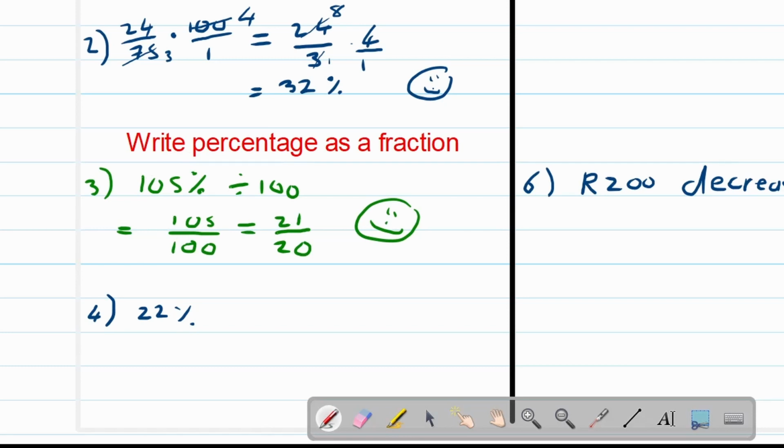Let's look at our fourth example here, 22%. Remember, we are just dividing by 100. So that is then 22 over 100. Are there any common factors? Yes, 2 is a common factor there. It goes into 22 11 times and into 100 50 times. So this is our 11 over 50.